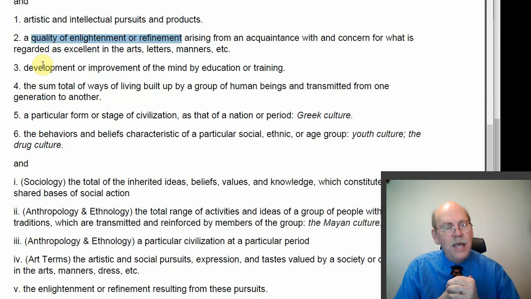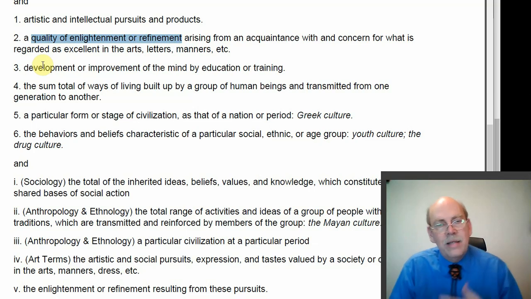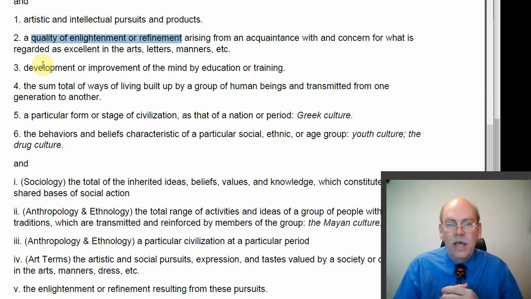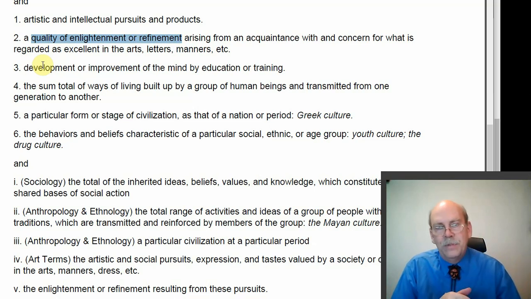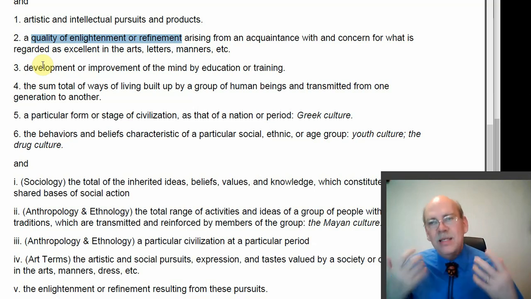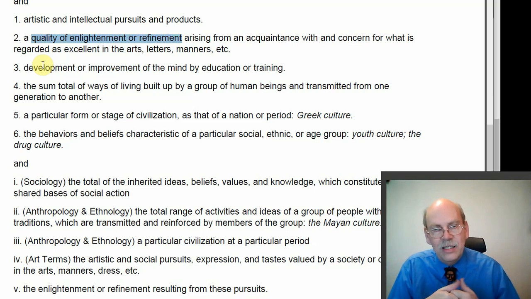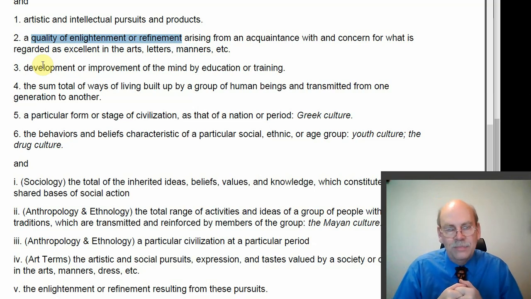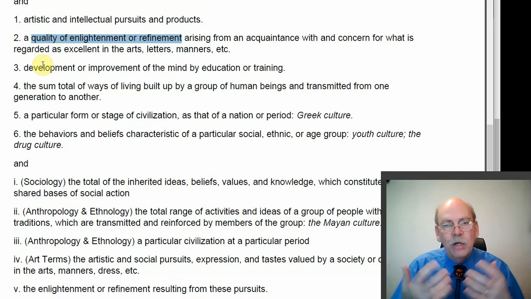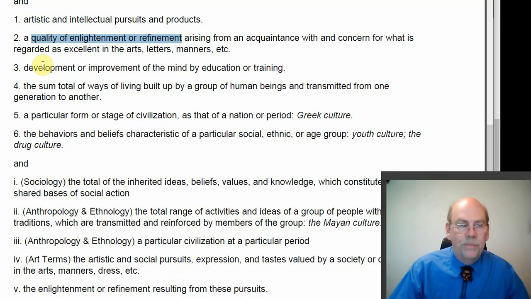Number six, the behaviors and beliefs that are characteristic, that are what we expect of a particular social, ethnic, or age group. The youth culture, the drug culture. Okay. So not all American culture, but the flower children, the hippies of the 1960s and early 1970s in America. Definitely not the main part of America, but a particular social, ethnic, or age group.